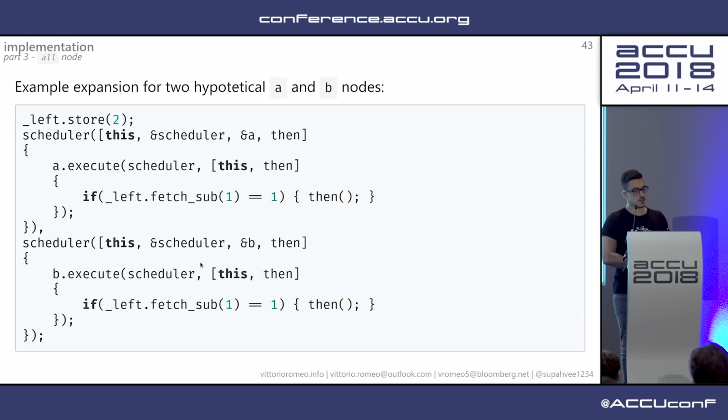And this probably makes it clear why we need the scheduler, because we want to execute both of these things in parallel, so we want to schedule both of them on separate threads. And since the left counter is atomic, it is guaranteed that only one of them will see the counter as 0, and only one of them will execute the then continuation of the all node.